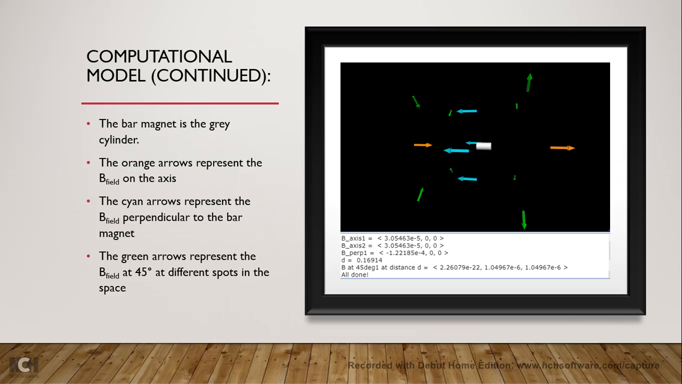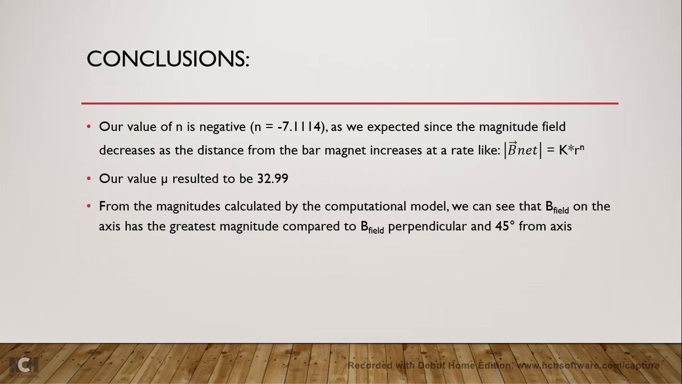The 2 orange arrows are the magnetic fields on axis, the 4 cyan arrows are the perpendicular ones, and the 8 green arrows are 45 degrees from the axis, at different spots in space around the bar magnet. Here our value of N is negative, so negative 0.7114, as we expected since the magnetic field decreases as the distance from the bar magnet increases. In fact, the magnetic field of B net is equal to K times R to the N. Our mu result will be 32.99.